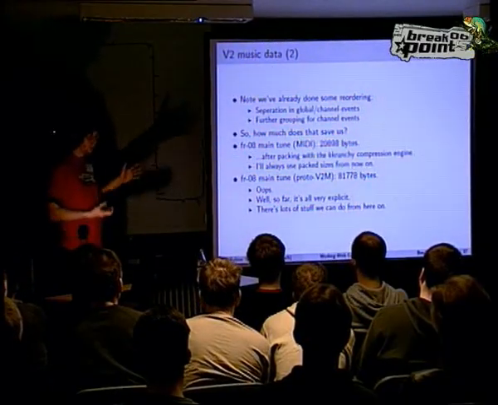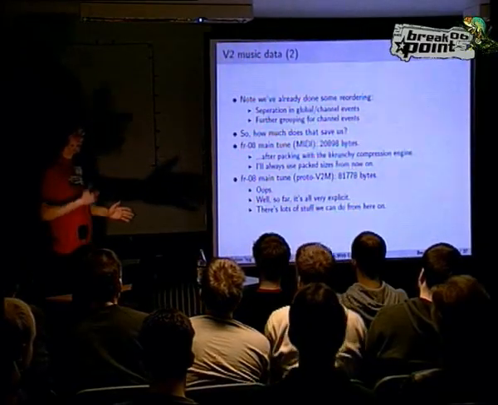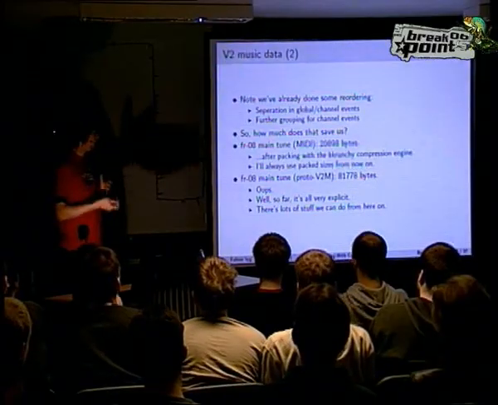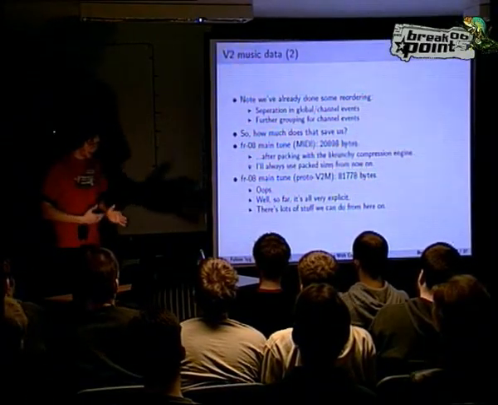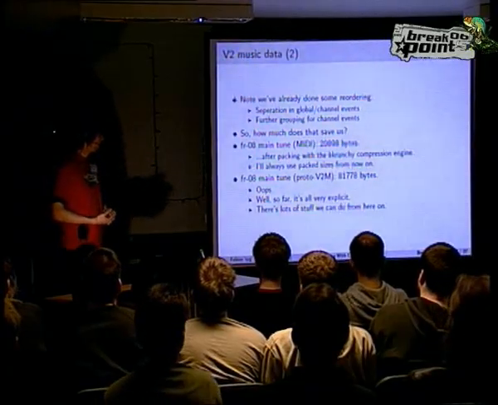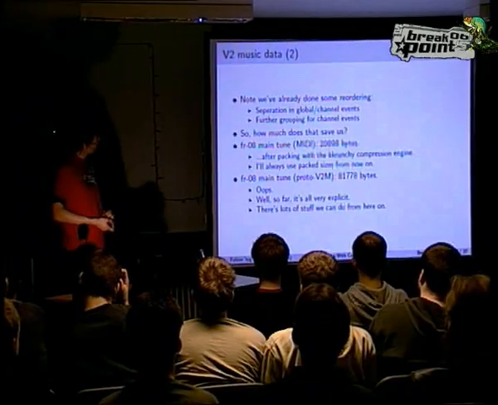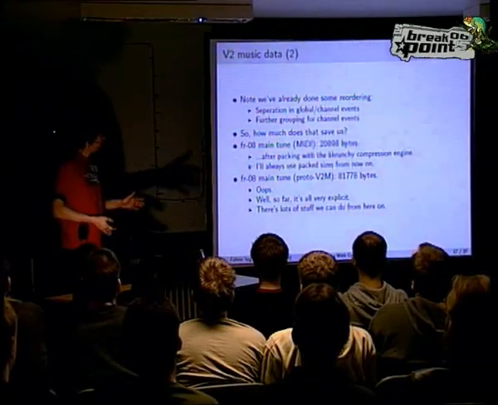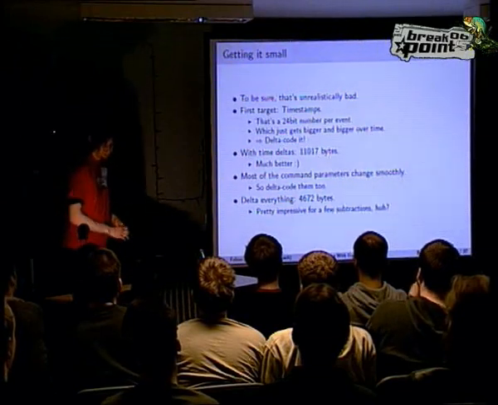So the problem is that we store a lot of information. For each event, we have a timestamp which tells us where it happens. This timestamp is very big, and we store all parameters explicitly. So it's very easy to play, but it's not optimal for compression. So there's a lot of stuff we can do to make it compress better.